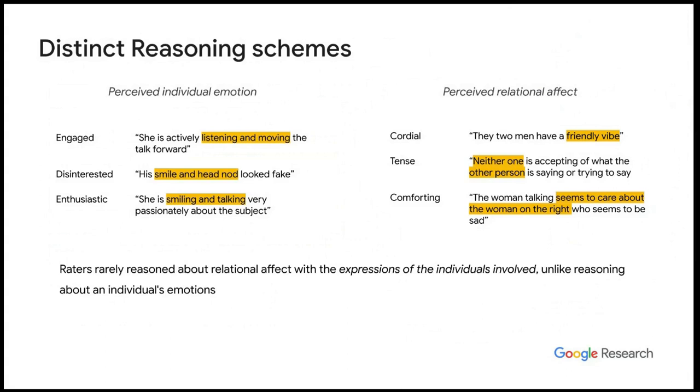In a qualitative analysis, we also found that raters rarely reasoned about relational affect with the expressions of the individuals involved, unlike reasoning about an individual's emotions, suggesting different human mental models underlying corresponding affective inferences.